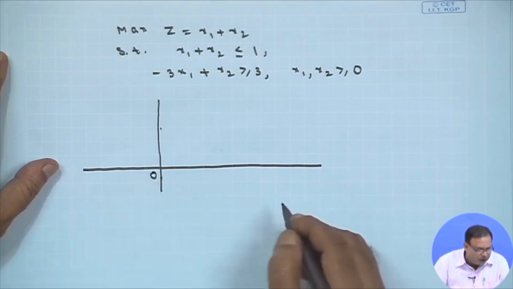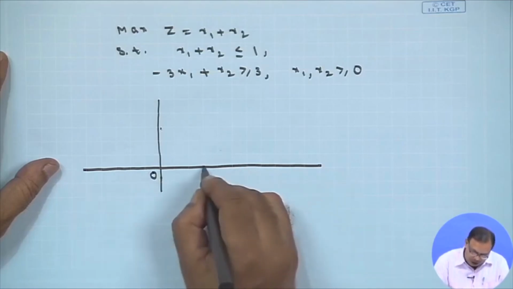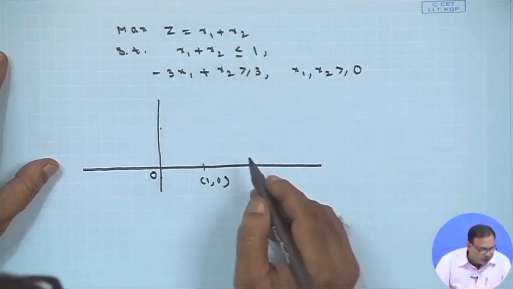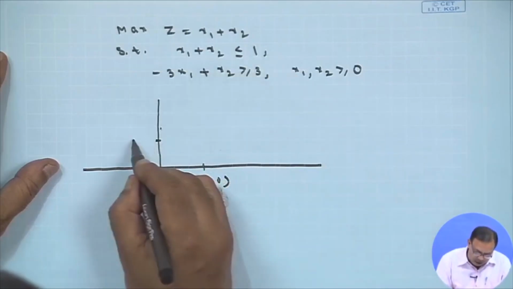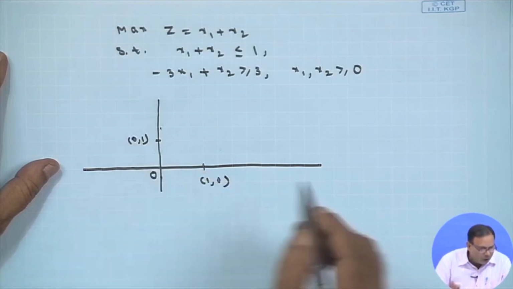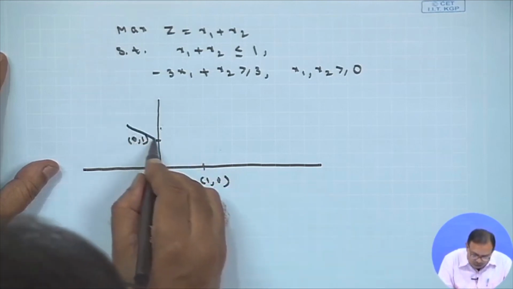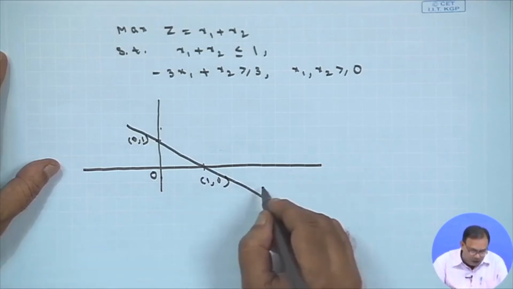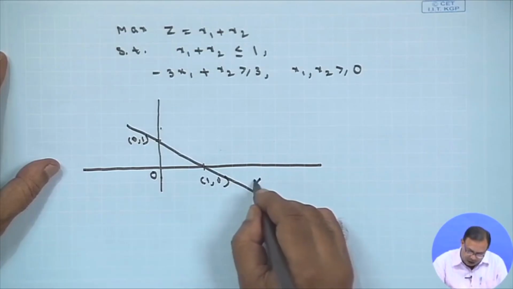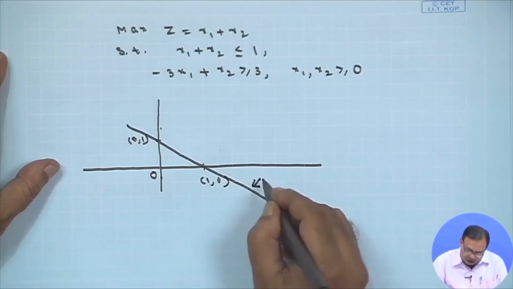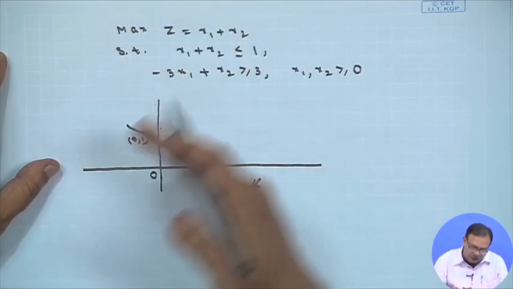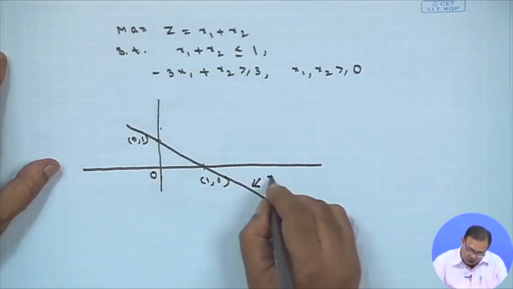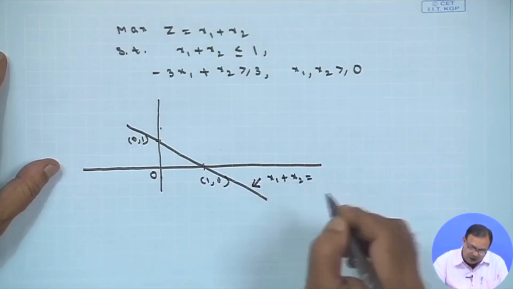So, this is the point 0, there will be a point 1 0. For the first one, there will be another point, that is 0 1. So, you will get the line like this. So, effectively this is x 1 plus x 2 less than equals 1. That means, its direction will be towards the left hand side of this line, towards the downward side. So, x 1 plus x 2, this is equals 1.